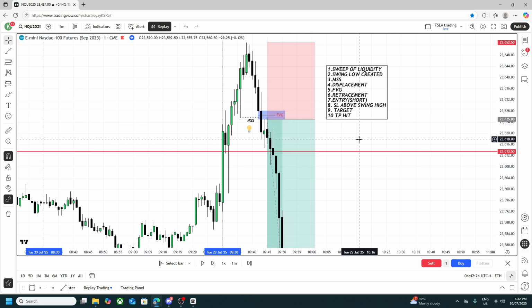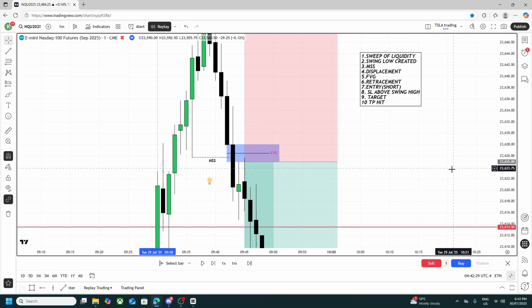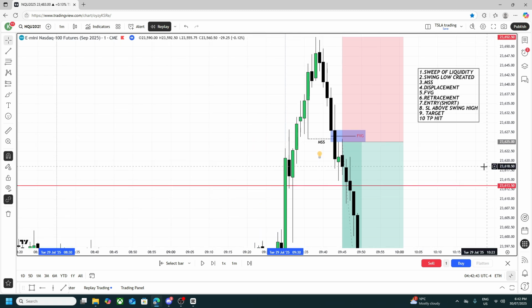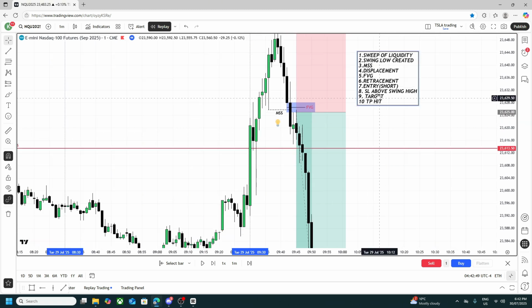After that, we get a fair value gap. Usually with a market structure shift and a displacement, we get a fair value gap. A fair value gap is essentially a 3-candle pattern, and in this scenario we have the first candle's low and the third candle's high not overlapping. And therefore we have an inefficiency, which is just called a fair value gap. Very, very simple. Now, the sixth thing on our list right here is a retracement into that fair value gap.